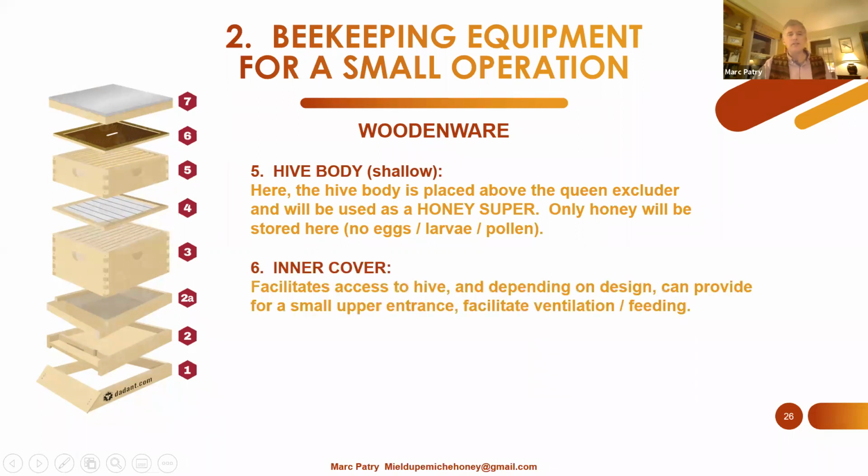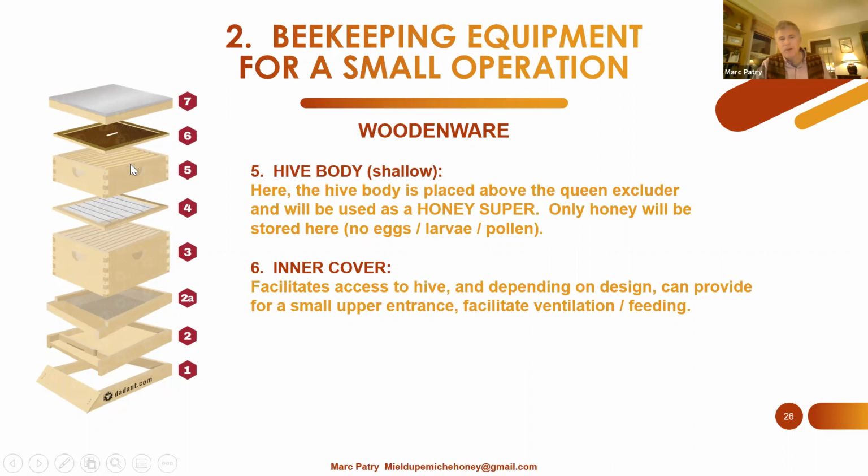So 6 is an inner cover. Once you've got bees in here, you put this inner cover on, because when the bees are in the hive, they'll stick things together. They'll block holes with propolis. It's kind of like a bee glue. And so by putting this inner cover here, the inner cover will get stuck to the top a little bit.